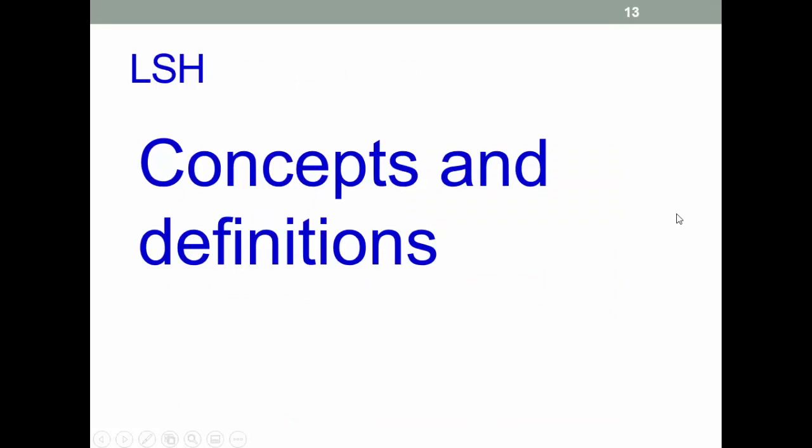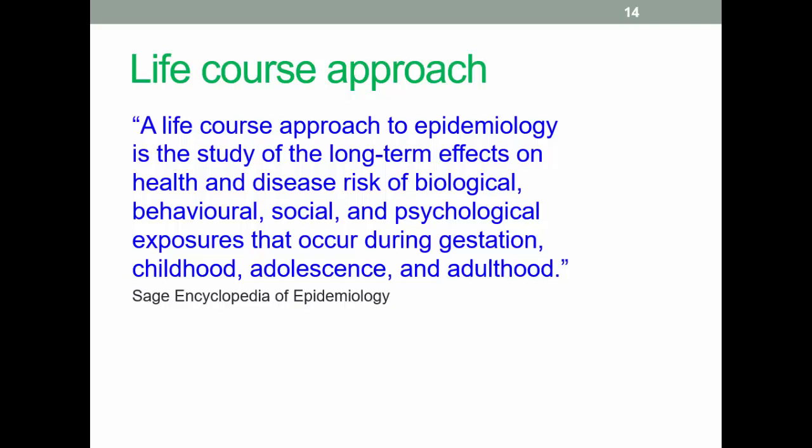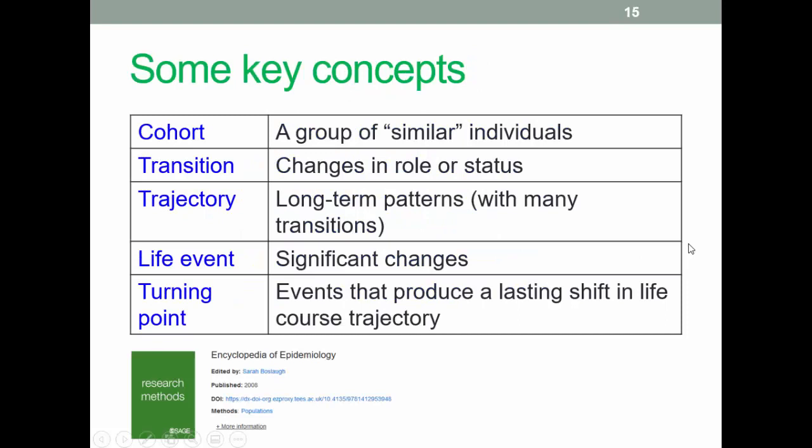Moving on. So, some concepts and definitions before we go any further. As I mentioned, when you use a phrase for the first time in a report or something like this, you should always define it and reference it. So here's a definition of the life course. We've gone back to Sage, the Encyclopedia of Epidemiology, which is a good source again, describing what the life course approach is. A number of similar definitions you'll find in the literature. Some key concepts you may also meet when reading in this area. I'm not going to read them. Suffice to say, you can find them in Sage, again in the Encyclopedia of Epidemiology.